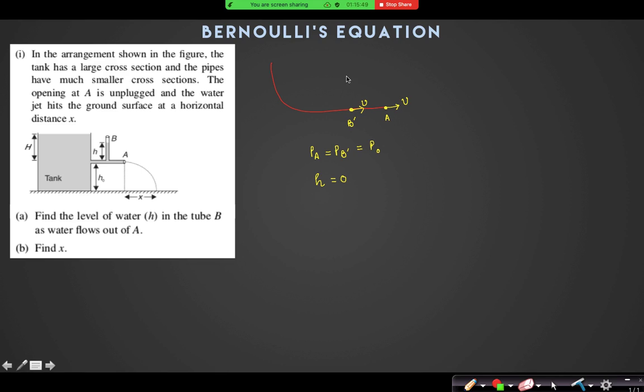If you come down from here, then before finding H, you can also say that PB is equal to P atmosphere. And PB plus rho gh is equal to PB prime. Yes, sir. So how is PB prime atmospheric pressure? That part, say once. Yes, sir, that is the question.